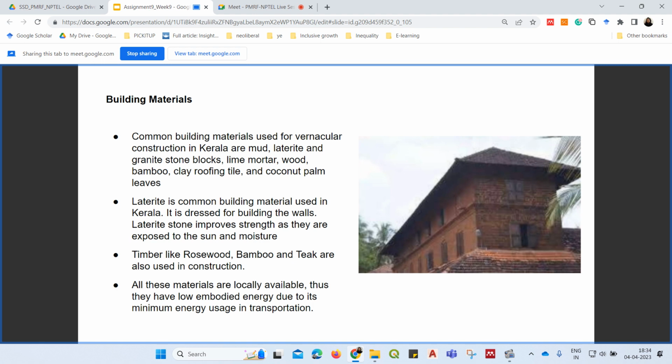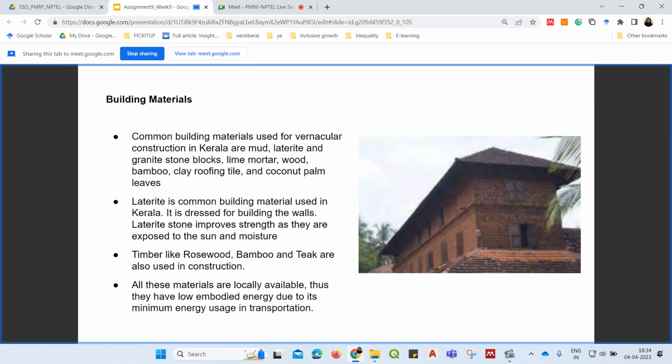Now you can see the building materials that are used in this type of construction. The common building materials used for vernacular construction in Kerala are mud, laterite, and granite stone blocks. Then they use mud and lime mortar. Then they use wood and bamboo for structural support. They use clay or terracotta roofing tiles, and they even use coconut and palm leaf in their construction.